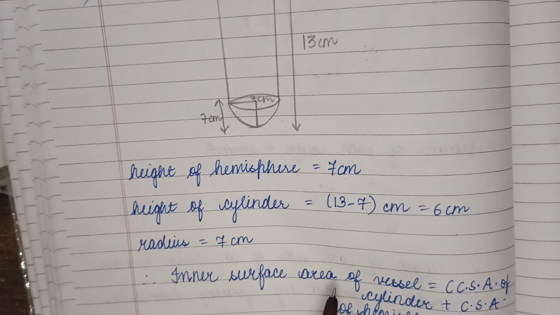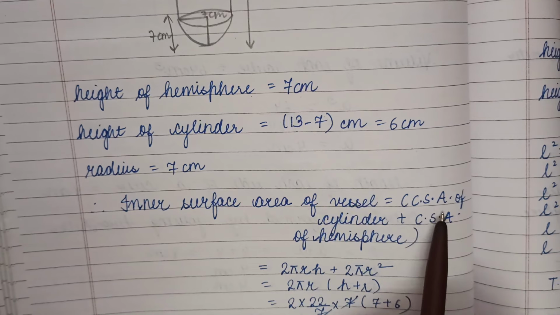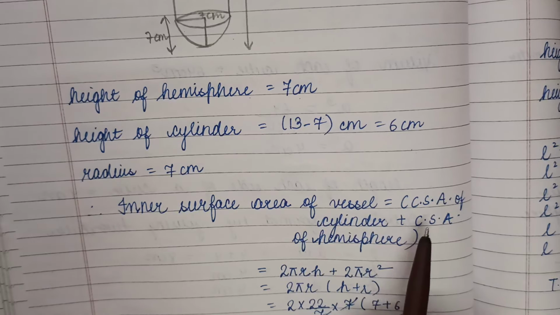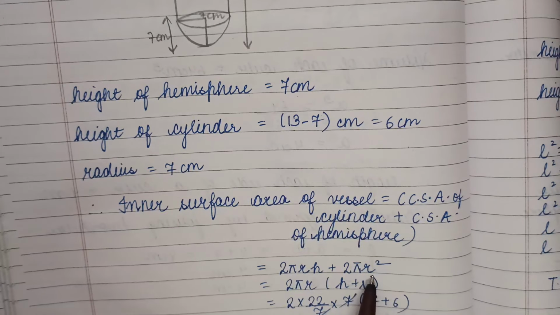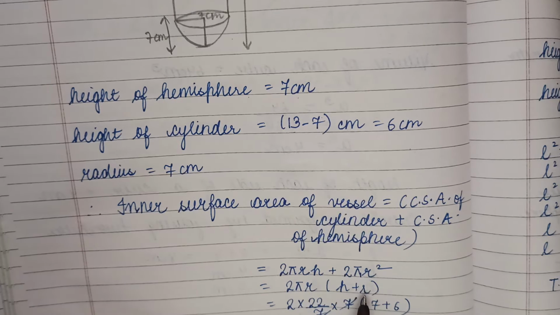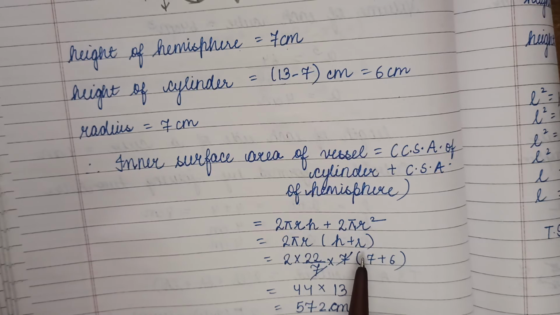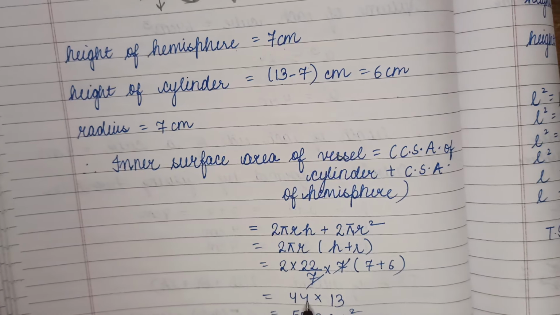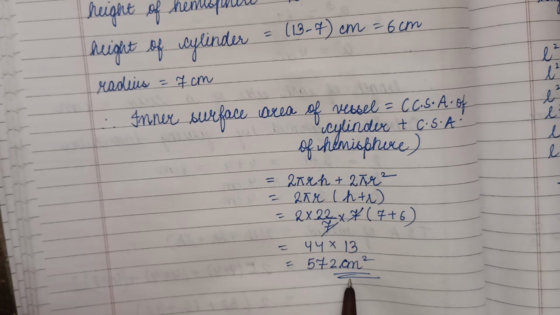Now we have to find out the inner surface area of the vessel. So what will be the inner surface area of the vessel? That will be the curved surface area of the cylinder plus curved surface area of the hemisphere. Just put the formula. What is the curved surface area of the cylinder? 2 pi rh, and the curved surface area of hemisphere, that is 2 pi r square. Now r we know is equal to 7. So 2 pi r common, take out r plus h. So just put the value here. h is 6 centimeter and r is 7 centimeter. When you calculate, you will get it as 572 centimeter square.